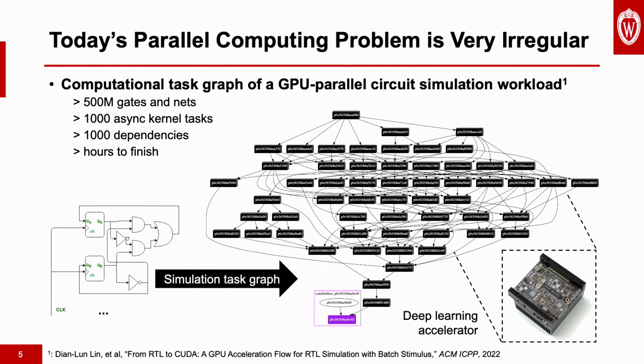However, today's parallel computing problems are very complicated and irregular. Here, I am showing you a computational task graph of a GPU parallel circuit simulation workload. The task graph models a GPU operation as an asynchronous task and the dependency between 2 GPU operations in an edge. This computational task graph can be very large. In this example, where we are simulating an NVIDIA deep learning accelerator design of 500 million gates, it has more than 1,000 asynchronous kernel tasks and dependencies. Even with a GPU, it still takes several hours to finish.